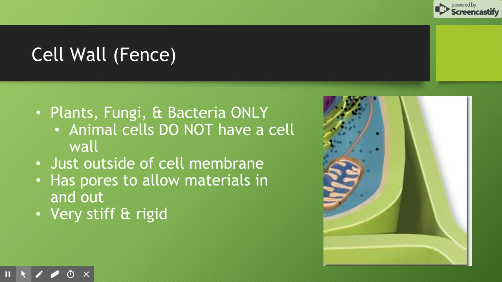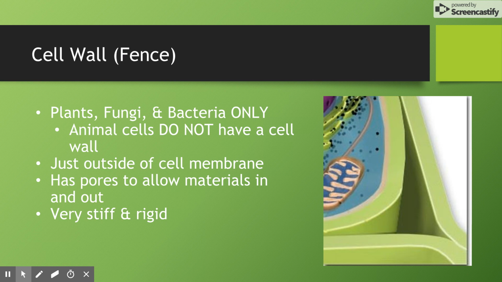And then the cell wall can be thought of like a fence surrounding the factory. So this is only going to be found in plant cells, fungi, and bacteria. Animal cells do not have a cell wall. It's going to be just outside of the cell membrane.